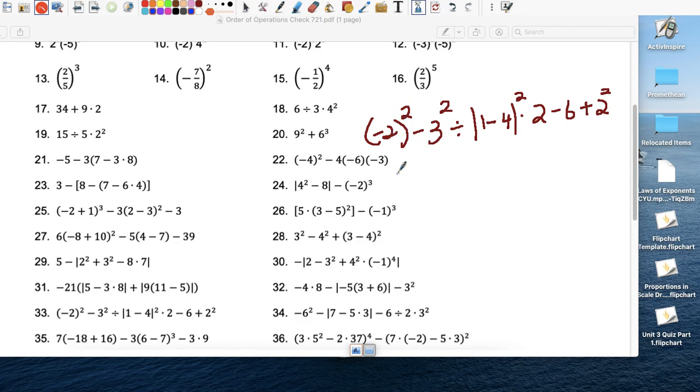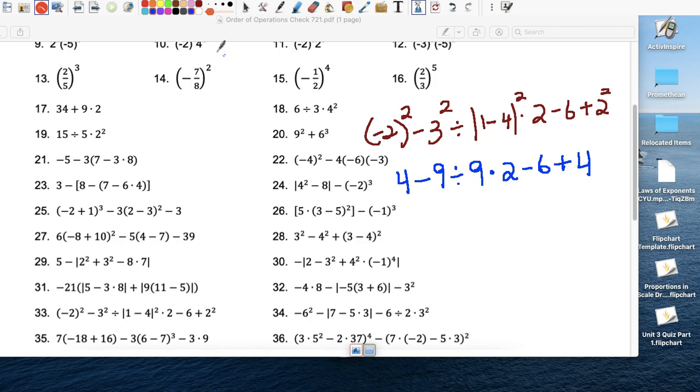Negative 2 to the second power is just 4. Minus 3 to the second power, which is just 9, divided by the absolute value, and then raise it to the second power. So 1 minus 4 is negative 3. Take the absolute value of negative 3, which is 3, and 3 to the second power is 9. Times 2, minus 6, plus 2 to the second power, which is 4.